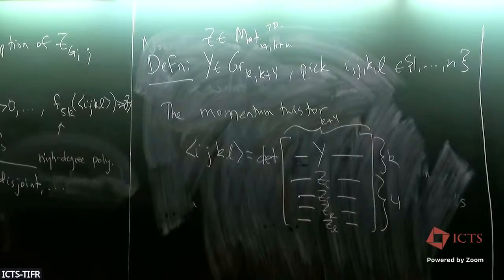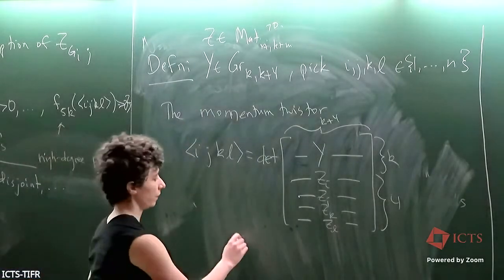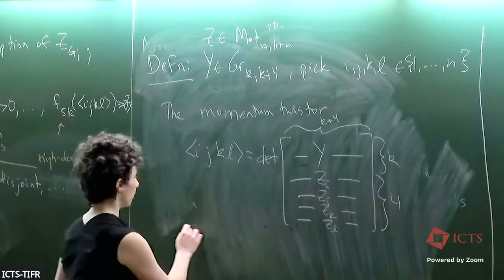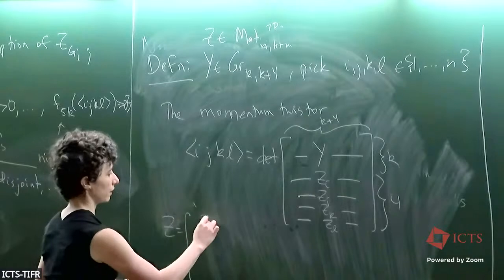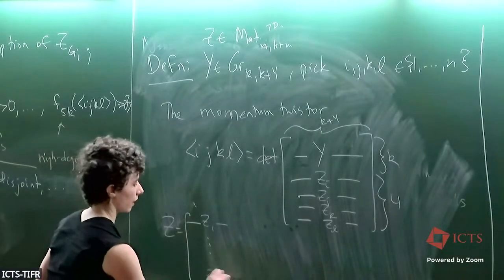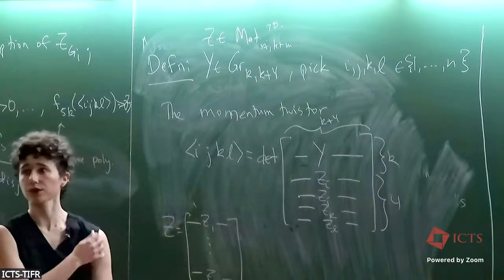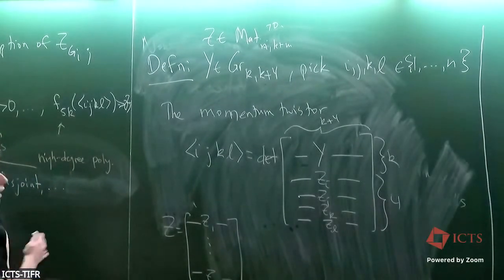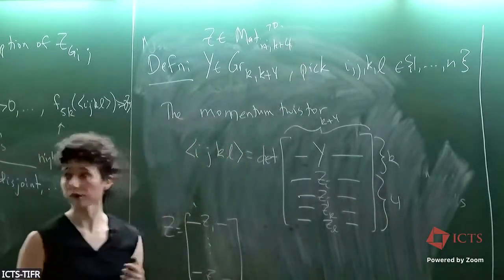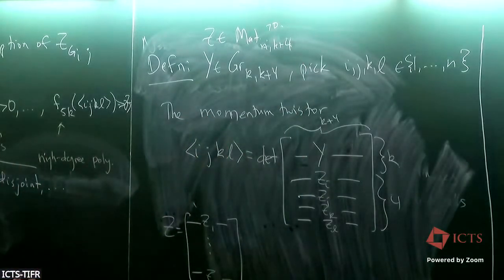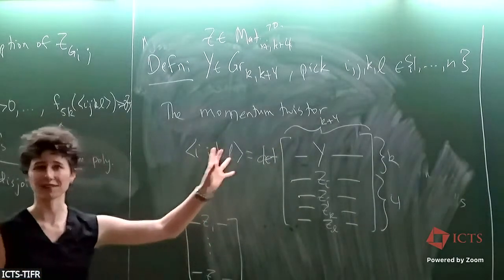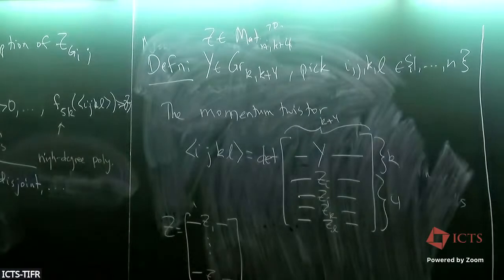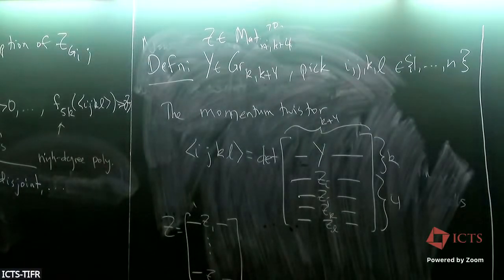So how does this work? My Z matrix looks like Z1 through Zn, so I'm sticking in some rows of Z. And this should be a 4. There's some way of projecting out the Y, and then I think you get into the actual momentum twistors that you're used to. Okay. Any other questions here?